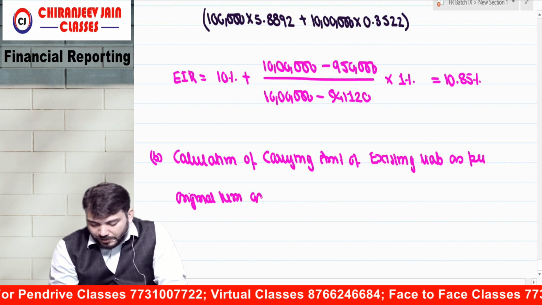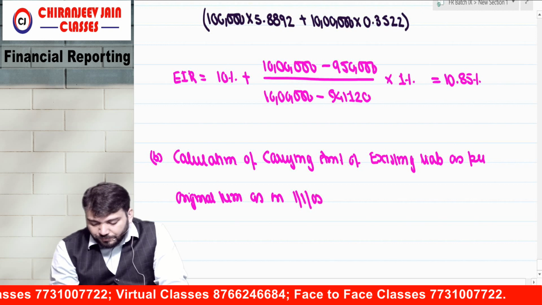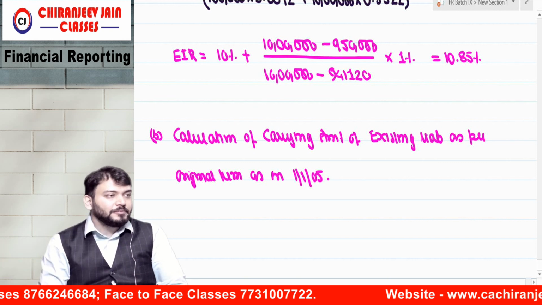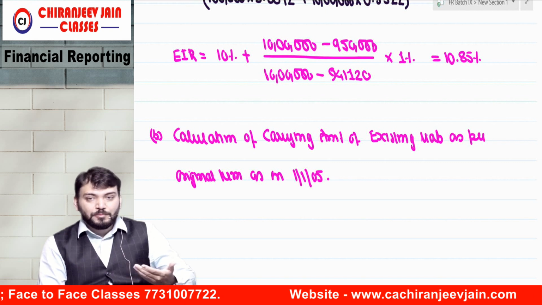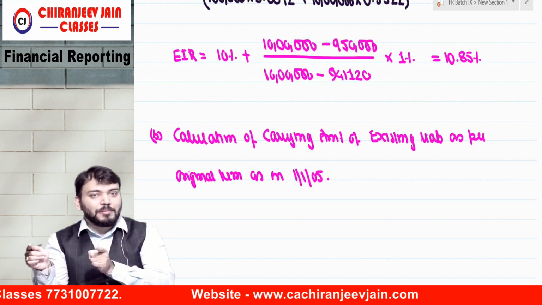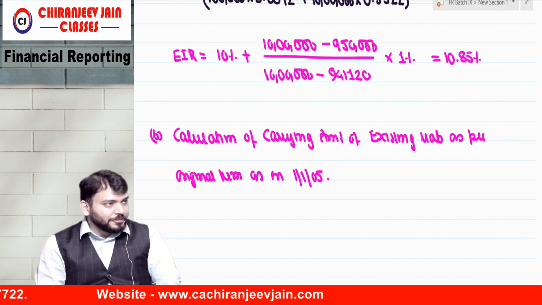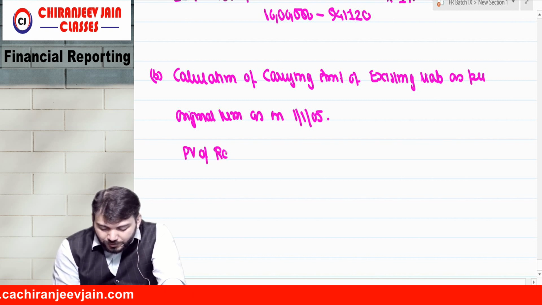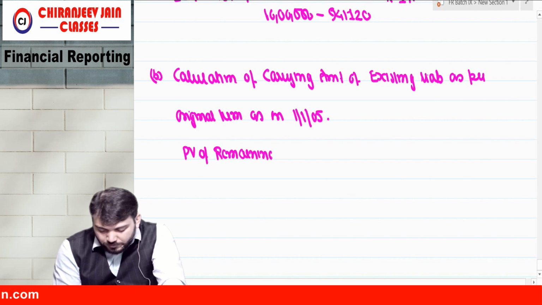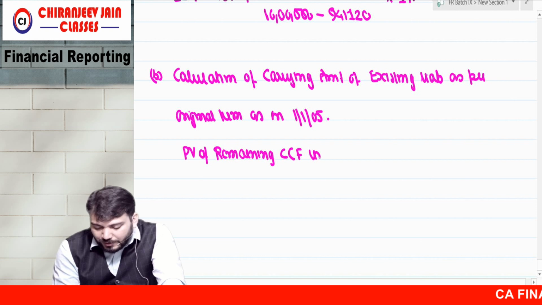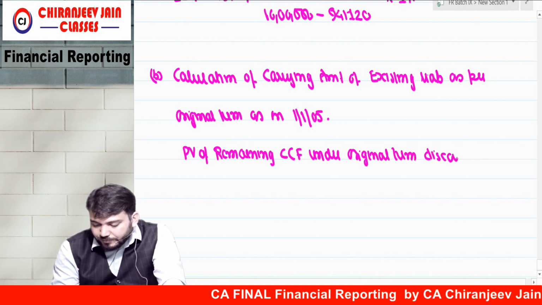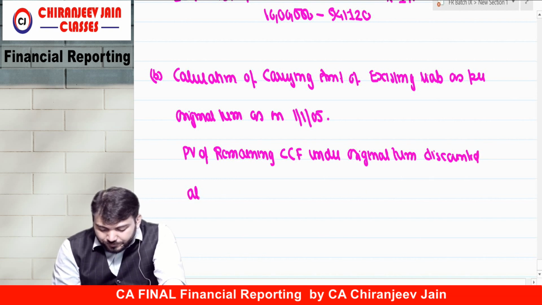As on which date? 1/1/2005. So either you can follow what? Amortized cost method or discounting method. What do you want? Discounting method means discounting of future cash flow. Forward method or backward method? Discounting method. It means we need to find out present value of remaining contractual cash flow under which term? Under original terms, discounted at what? 10.85%.